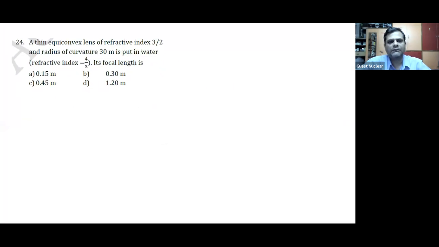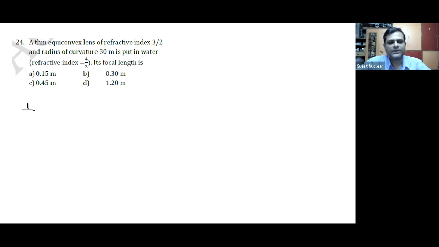A thin equiconvex lens of refractive index 3/2 and radius of curvature 30 is put in water. When the refractive index of water is 4/3, then its focal length in water will be. Okay, so the situation we already know.